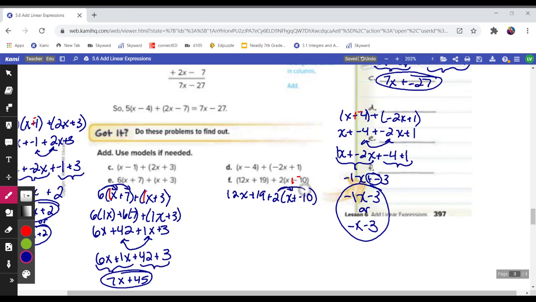So I'm going to distribute a 2 to both terms on the inside of the parentheses. 12x plus 19, oh, sorry, not equals, plus 2 times x plus 2 times negative 10. 12x plus 19 plus 2x plus negative 20. So what I did to get this was multiplied 2 times x and then 2 times negative 10.